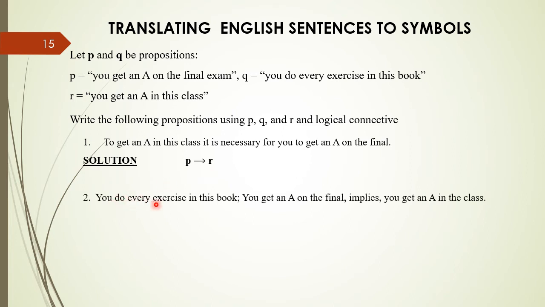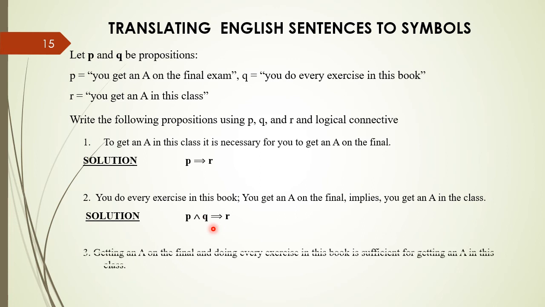You do every exercise in this book, you get an A on the final exam, implies you get an A in the class. So its logical expression would be P and Q implies R. Similarly, getting an A on the final and doing every exercise in this book is sufficient for getting an A in this class, and the corresponding logical expression would be P and Q implies R.